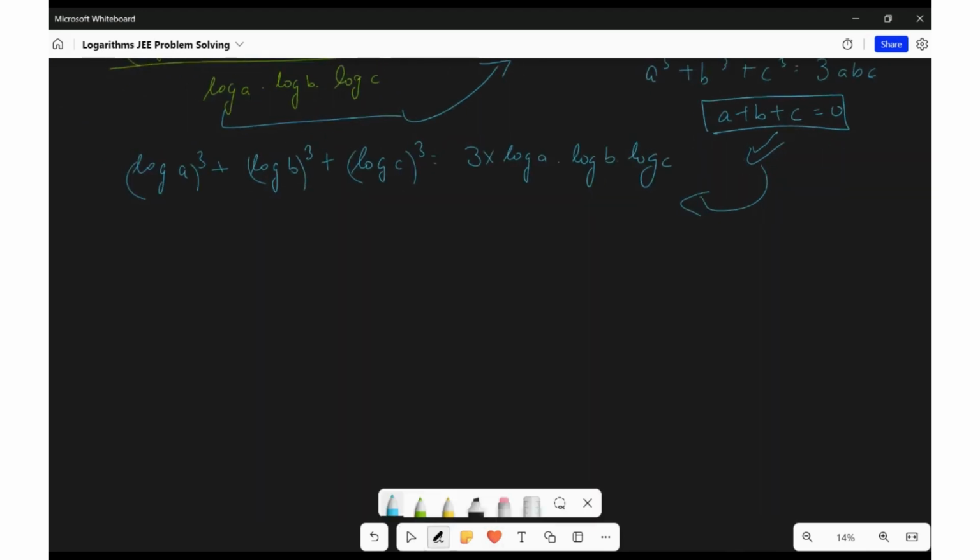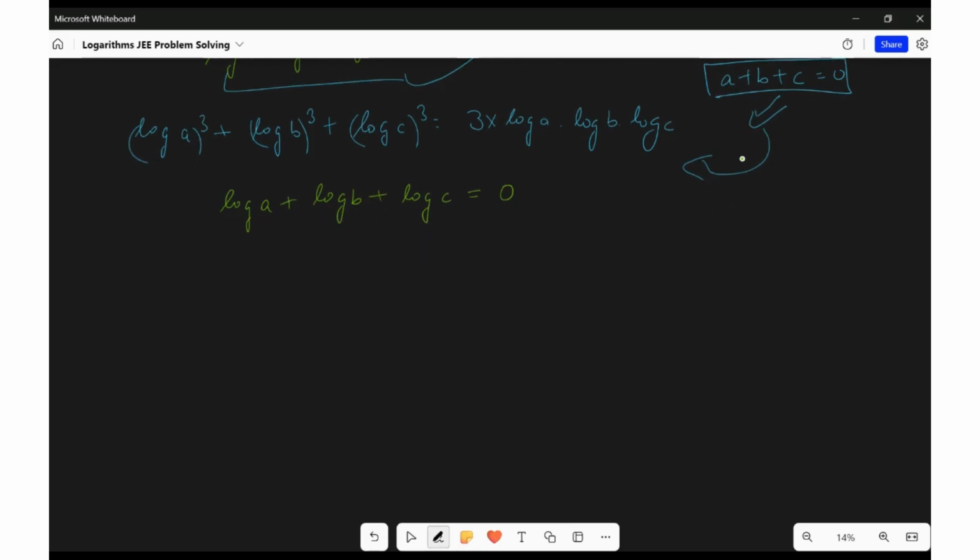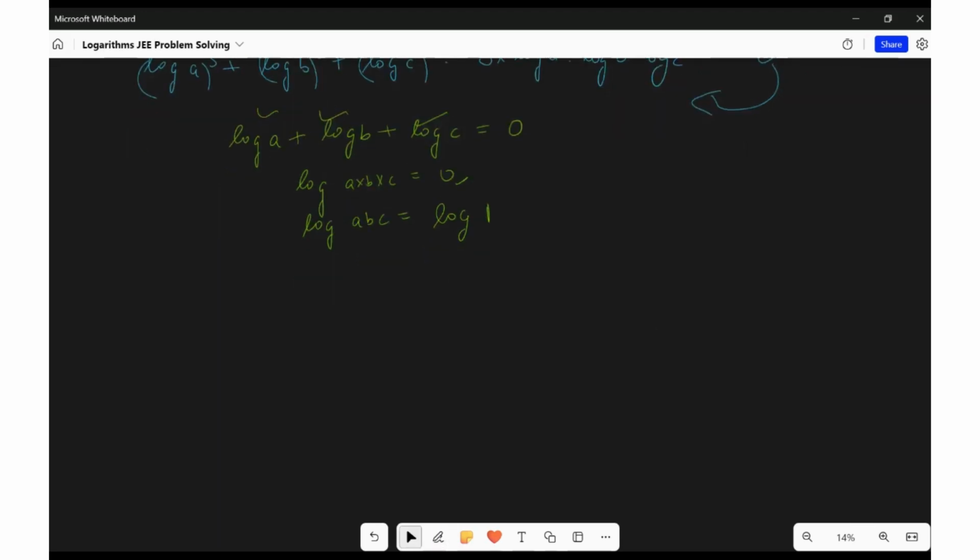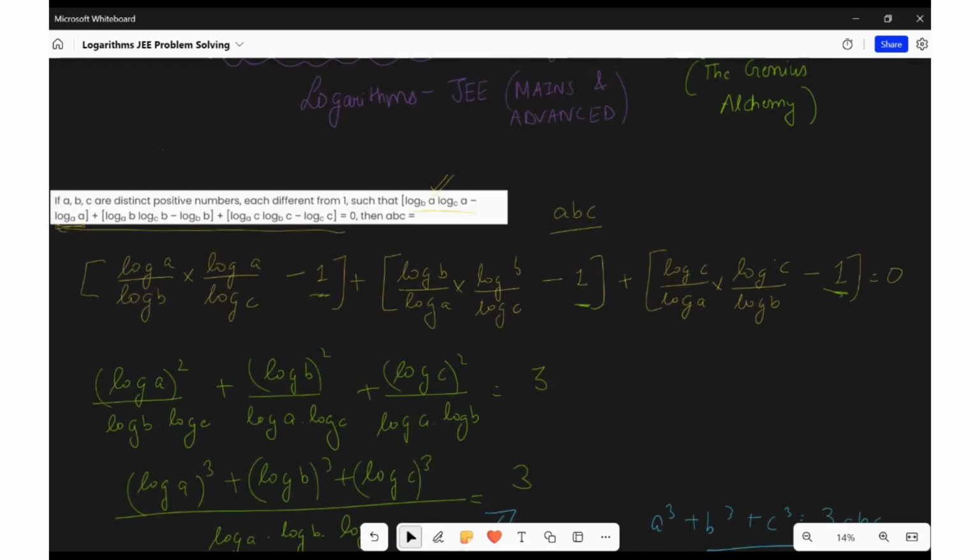So from this identity, what we can write is log a plus log b plus log c is equal to 0. Now, since the bases are the same in these three logs, we can write log of a into b into c is 0. So log abc, now we can write 0 as log 1, alright, because anything raised to the power 0 is always 1. So from this we get abc as 1, right? And in this question we need to find abc, which we have found to be 1. That's how we solve this question.